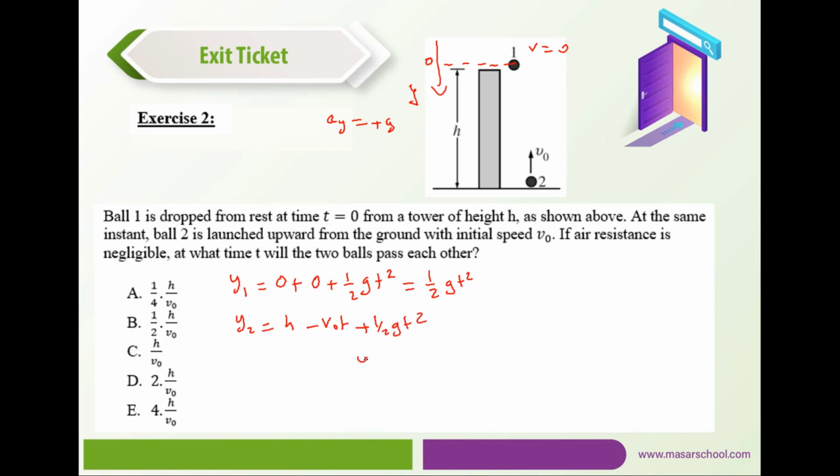Now we will say that y1 is equal to y2. This is the equation given by the meeting event. Half gt square is equal to h minus v0 t plus half gt square. That would cancel with this. We are left with a linear equation in t. And if we solve for t, it is given by h over v0, and in this case the correct answer would be C.